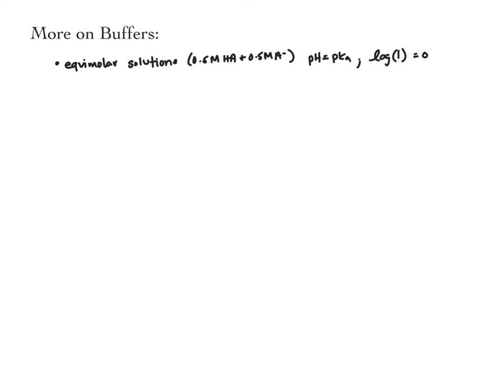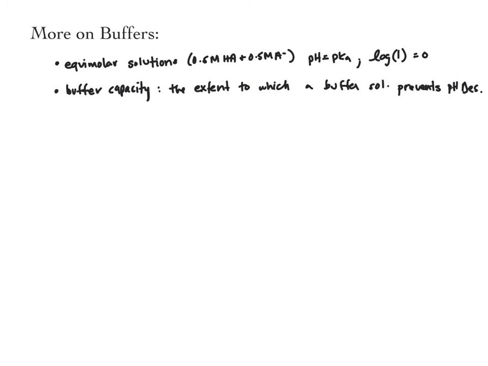Okay, so the next thing we need to talk about is buffer capacity. Buffer capacity, guys, is the extent to which a buffer solution prevents pH changes. Buffer capacity is going to depend on several things. pH is going to be the first one. The closer the buffer pH is to the weak acid's pKa, the greater your buffer capacity is going to be. So the closer that buffer pH is to the weak acid's pKa, basically the higher your buffer capacity.